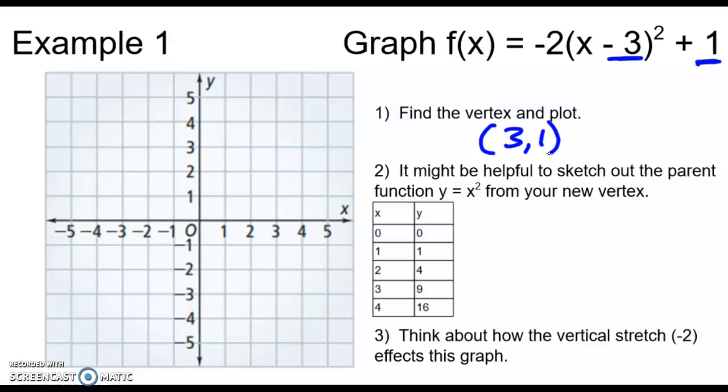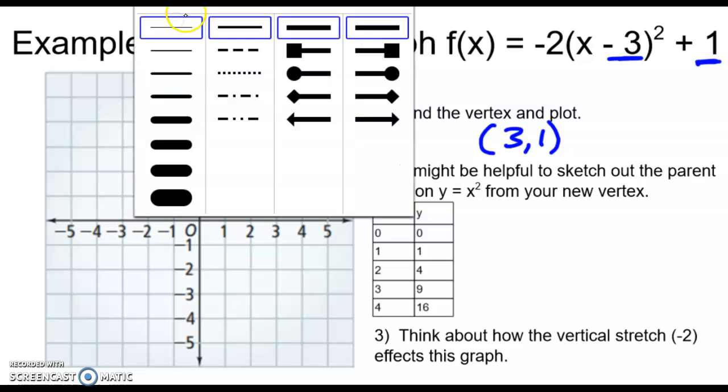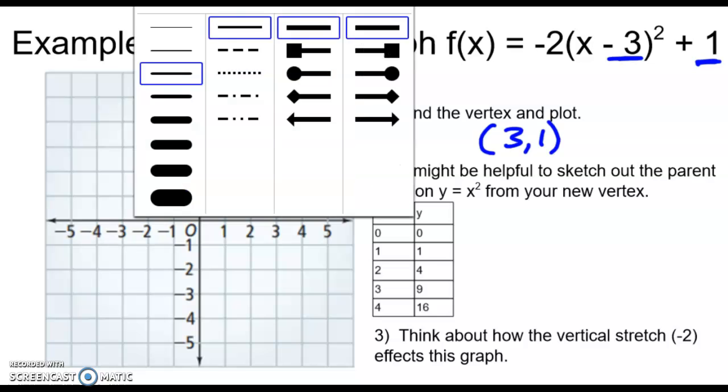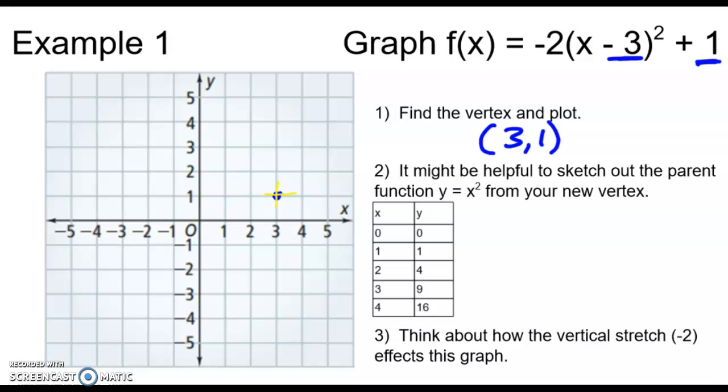Okay, so let's go ahead and plot that vertex, 3, 1. All right, next, it might be helpful to sketch out that parent function from your new vertex. Remember, we're going to let that new vertex, think of that as like your 0, 0. So lightly here, I'll do it in both. There we go. I'm going to sketch out those original points.